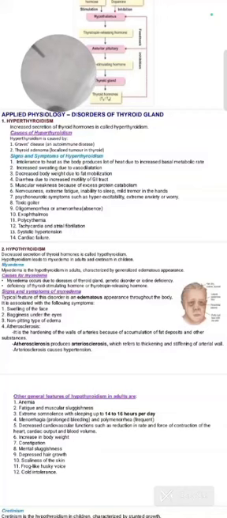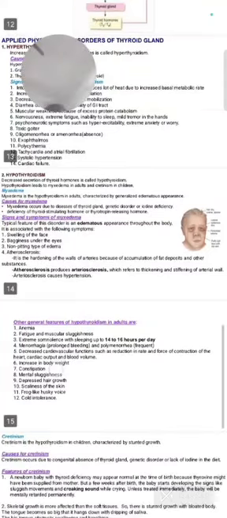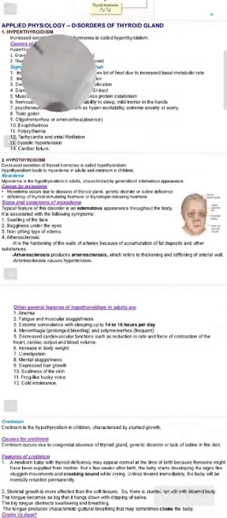So these are the signs and symptoms of hyperthyroidism. And the next is hypothyroidism. Hypo meaning decreased secretion. So decreased secretion of thyroid hormones is termed as hypothyroidism. Hypothyroidism leads to myxedema in adults and cretinism in children.